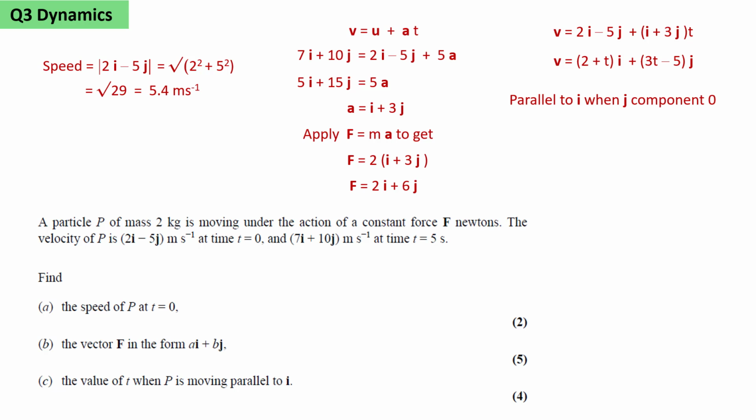P is moving parallel to i when the j component is 0. So this is when 3t minus 5 equals 0, so when t equals 5 over 3, which is what we've been asked to calculate.